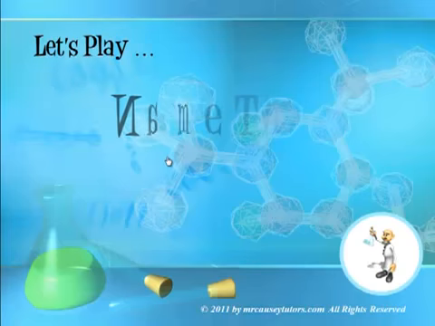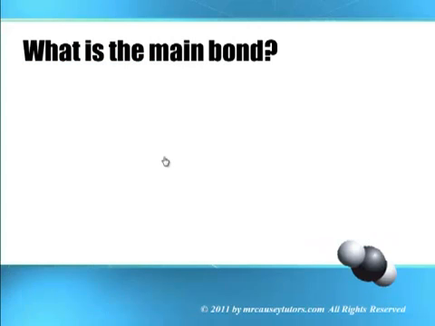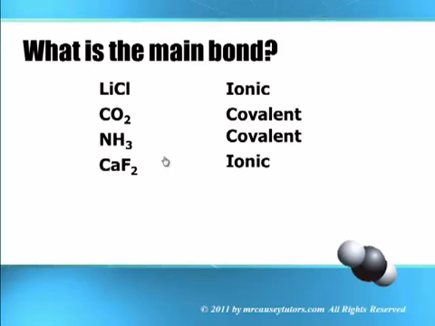All right, let's play Name That Bond. What is the main bond? In lithium chloride, ionic. Carbon dioxide, covalent. Ammonia, and that's called ammonia, not nitrogen trihydride. That's ammonia, covalent. Calcium fluoride, ionic. Metal and a nonmetal.